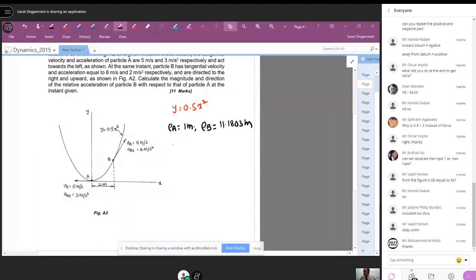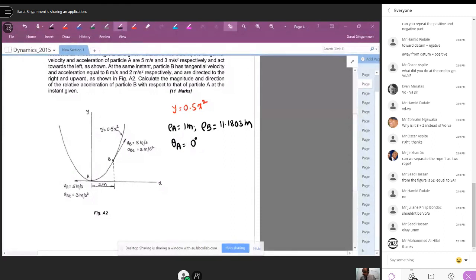Similarly, use tan inverse y dash at the appropriate positions. Theta A, you will get 90 degrees, and theta B, 90 degrees or 0 degrees, because it will be parallel to the x-axis. Yeah, 0 degrees.